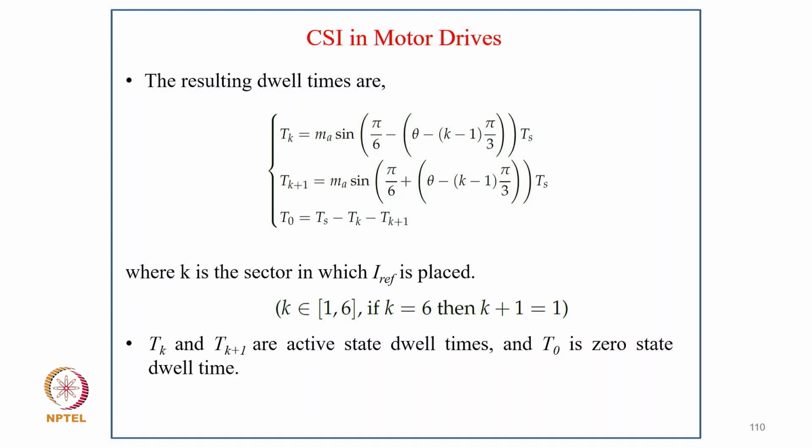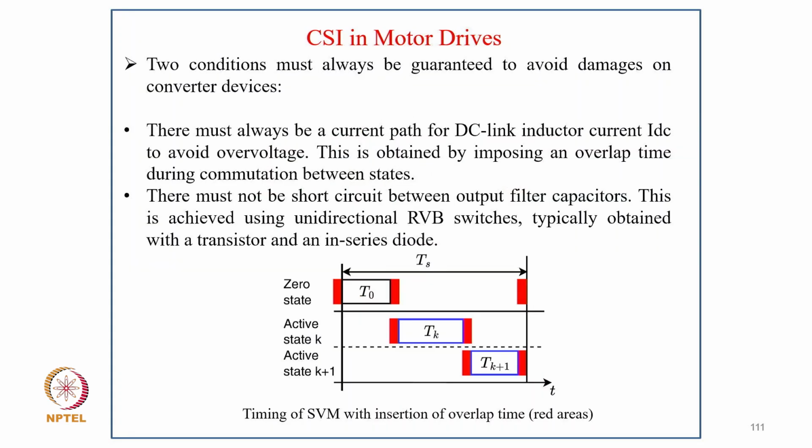is Tk = MA sin(π/6 − (θ − (k−1)π/3)) × Ts, and Tk+1 = MA sin(π/6 + θ − (k−1)π/3) × Ts, and T0 = Ts − Tk − Tk+1, where k is the sector in which I reference is placed. So k belongs to 1 to 6, and when k = 6, then k+1 = 1. Tk and Tk+1 are active state dwell times, and T0 is the zero state dwell time.